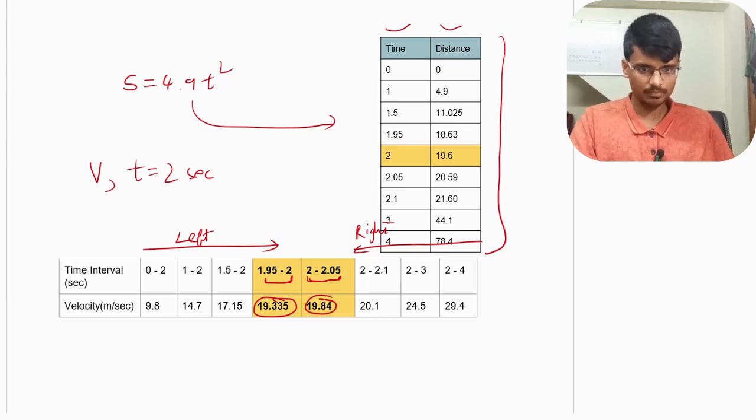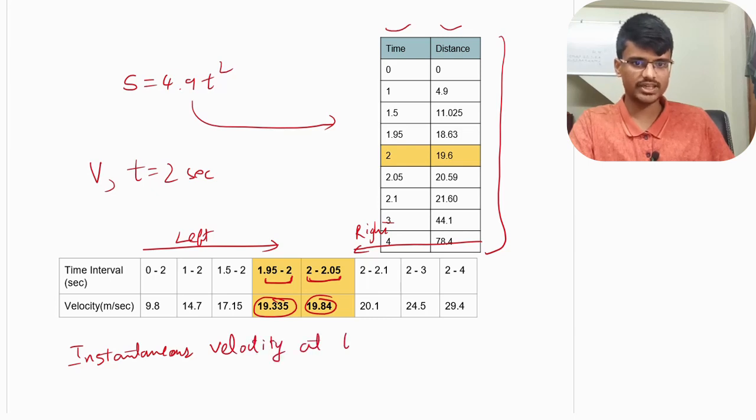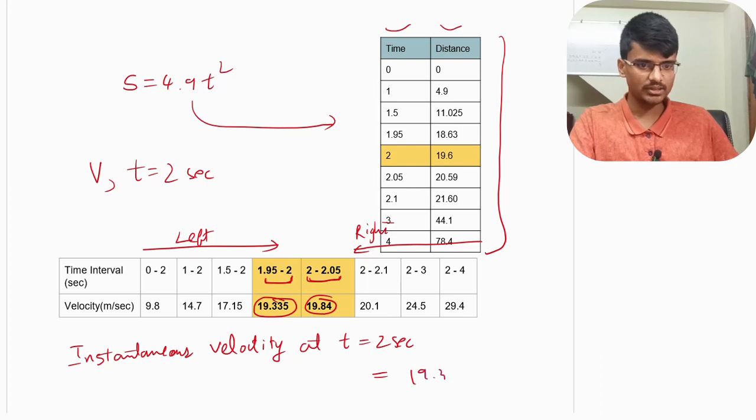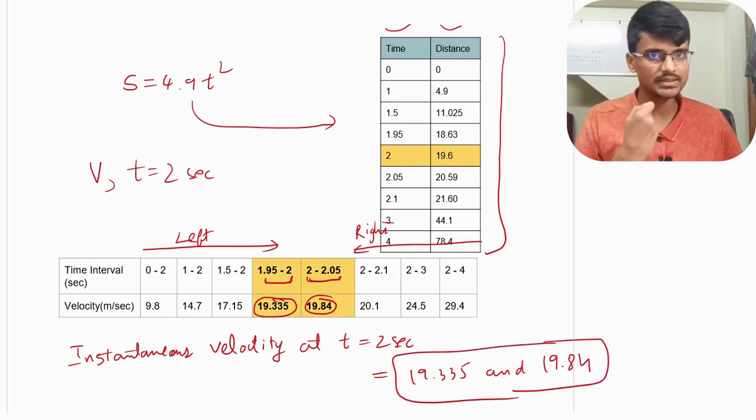From this, tell me, just pause the video and try to understand. You'll get that. Okay, just analyze the cases. Okay, what is happening here? From this data, I can easily say that the instantaneous velocity at time t equal to 2 seconds is going to be between 19.335 and 19.84, somewhere in between. Okay, so that is my instantaneous velocity.